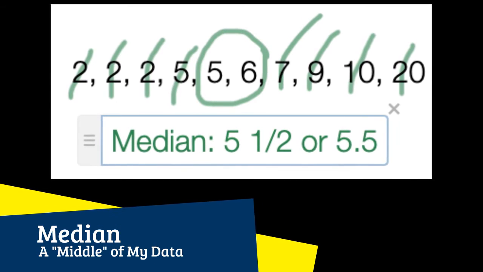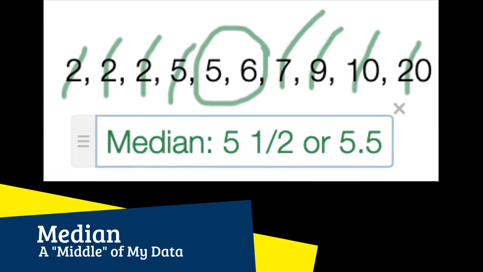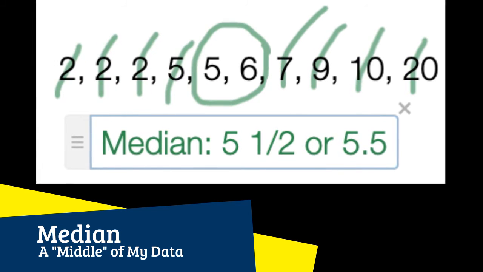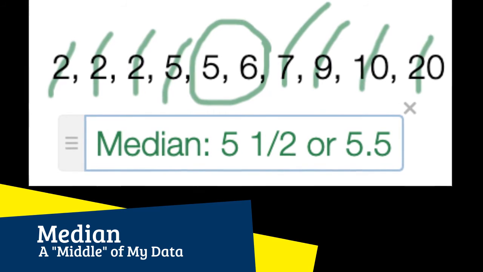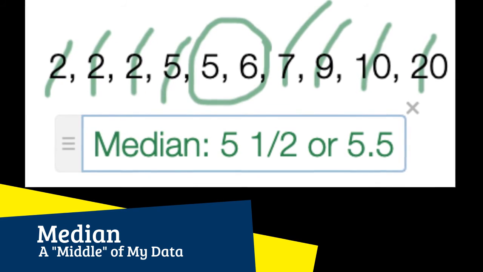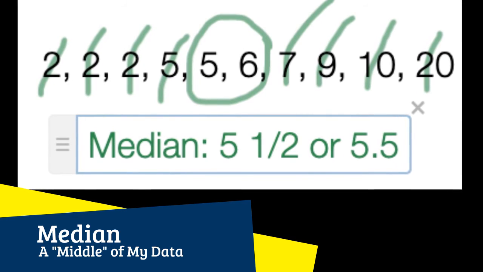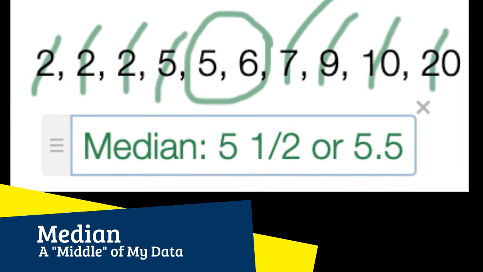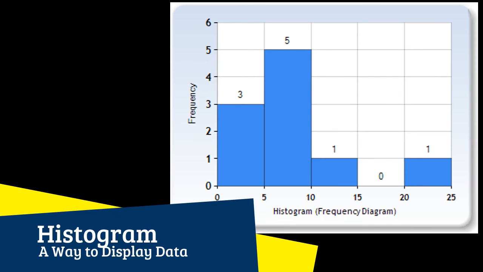Next is my median. A median is the middle of my data. This is where we order the data from least to greatest, from 2 all the way to 20, and find out where the middle is. And so the median, or the middle here, is 5.5 or 5 5/10 shots in a minute. Another way to display my data is to use something called a histogram.